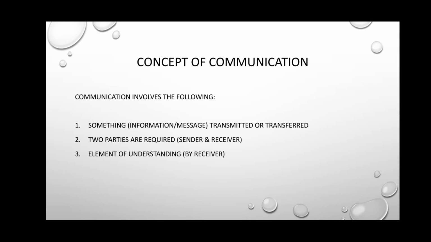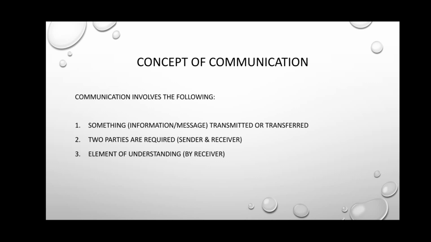Now, moving ahead, communication involves three aspects that are necessary for the communication process. Without these three things, we cannot say that communication took place. Number one is something transmitted or transferred. Something here means information, message, thoughts, feelings, ideas, opinions, views, whatever you want to convey to the receiver. Number two is that two parties are involved. For communication, there is a requirement of two parties, the sender and the receiver. More than two parties is okay.